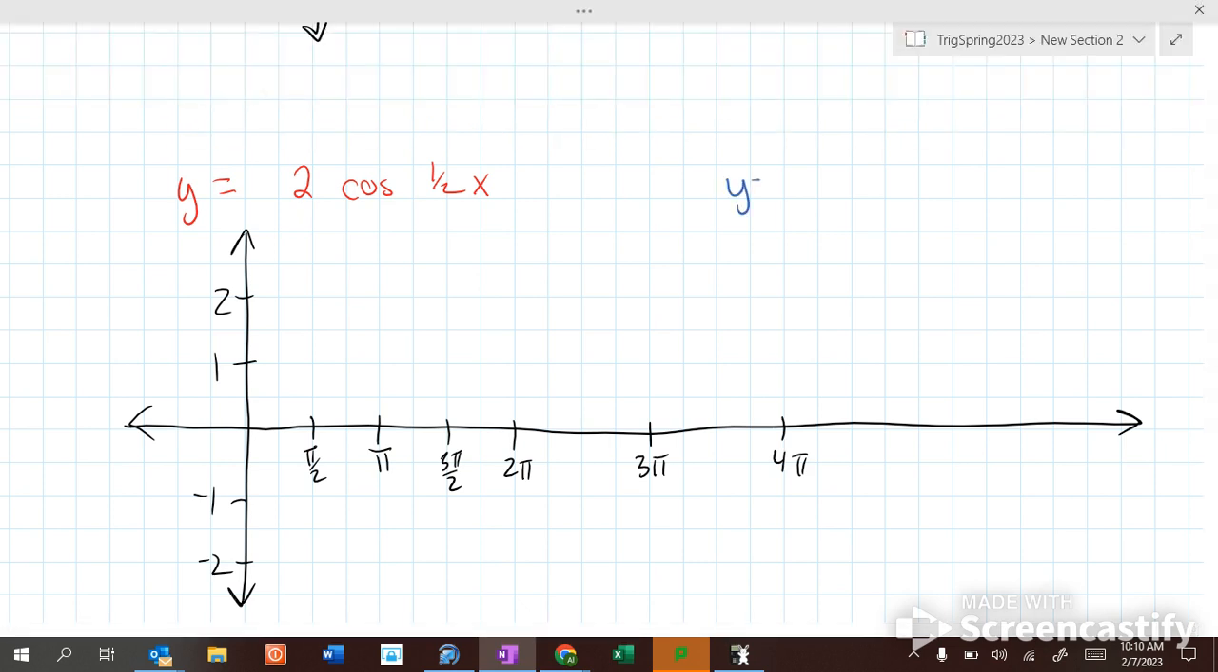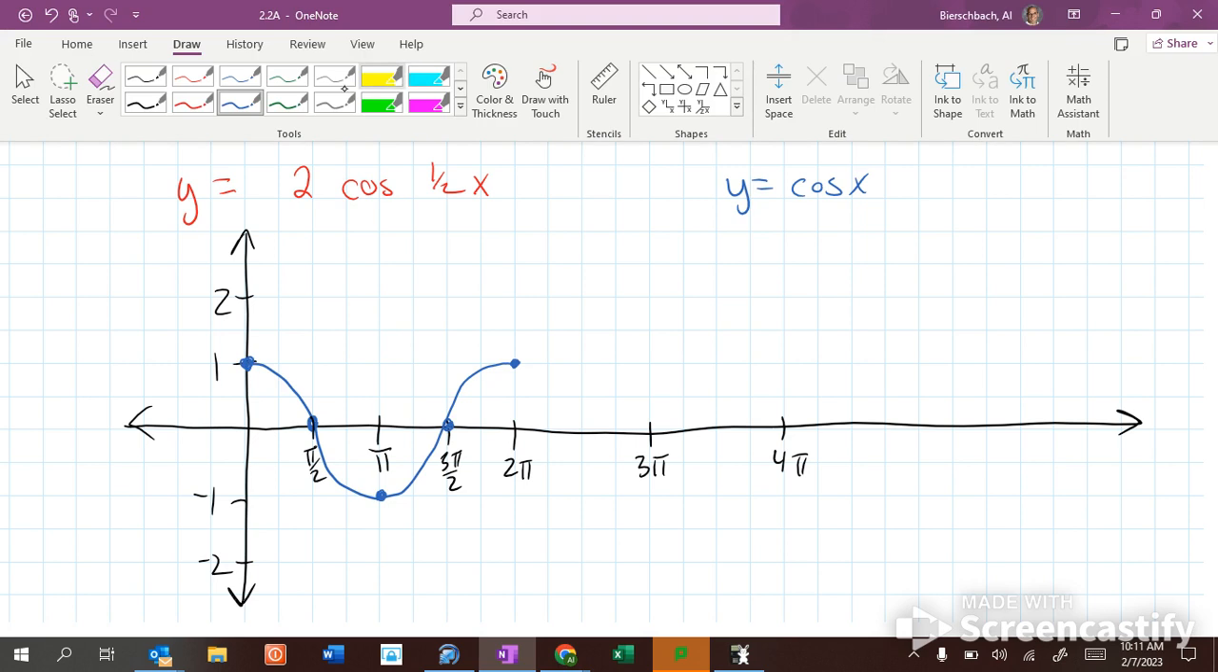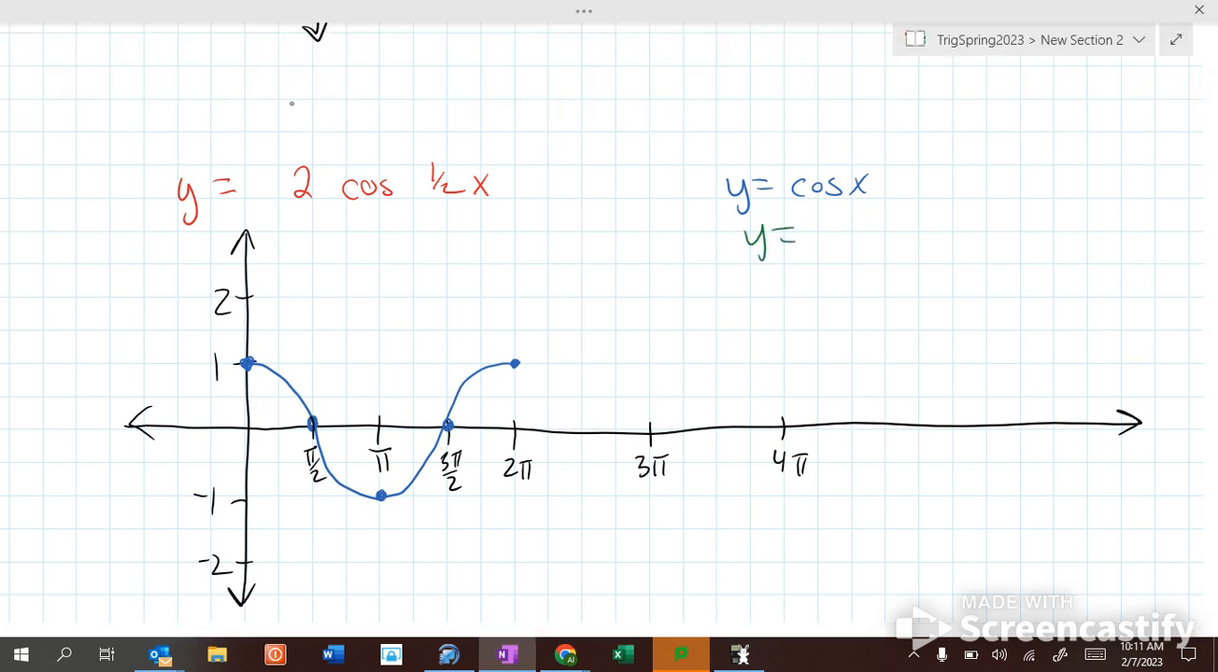So I'm going to graph y equals cosine of x. Where does cosine of x start? 0, 1. Then I'm at pi over 2, 0, pi, -1, 3 pi over 2, 0, 2 pi, 1. So it looks like that. Then I'm going to graph y equals 2 cosine of x. This is going to be twice as high, twice as low.